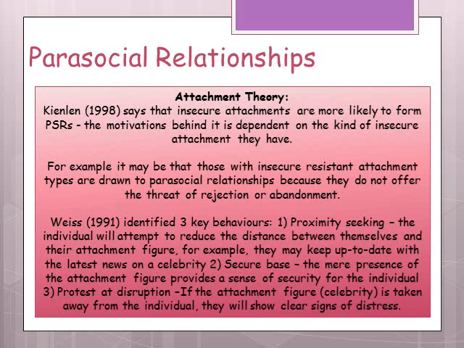There are 3 key behaviours. So proximity seeking, the individual will attempt to reduce the distance between themselves and their attachment figure. For example, they keep up to date with the latest news on the celebrity. Secure base, the presence of the attachment figure provides a sense of security for the individual. And protest at disruption, if the attachment figure, so the celebrity, is taken away from the individual, they will show signs of distress.